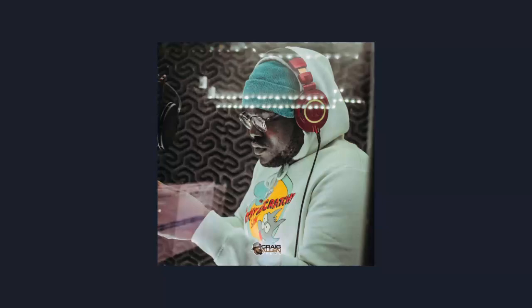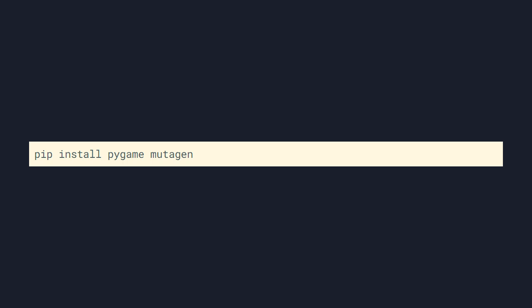Python is a powerful programming language, and today we're going to make it sing, or at least play music. That's right, we are creating our very own music player using Python. Before we get started, we have to install a few libraries: Pygame for playing our audio files and Mutagen to retrieve the metadata of our songs.